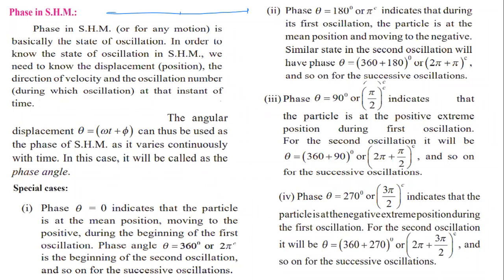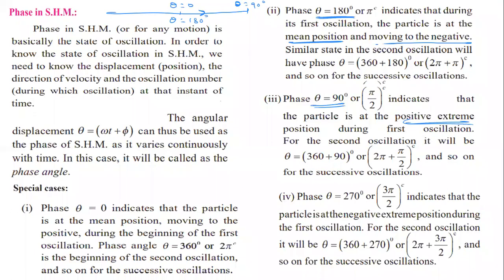So at the mean position, theta is 0. It is moving towards the positive extremity. When it reaches here, theta is equal to 90. You can see here, it is 90, means it is at the positive extreme. Then again, when it starts moving back and comes to this position, theta is 180. So theta 180 means it is again at the mean position and moving towards negative.